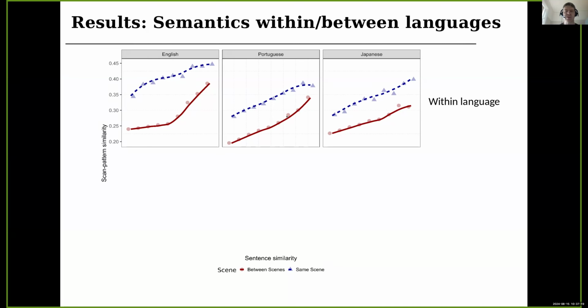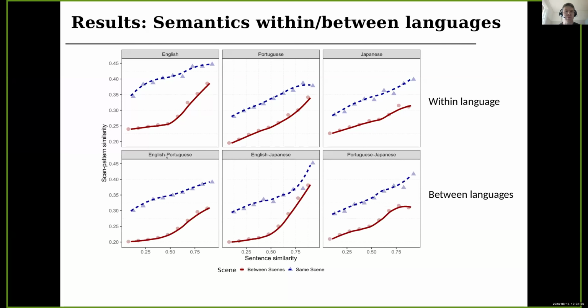Then this is now new. This is for Portuguese. We get the same nice correlation between scenes, within scenes, and for Japanese as well. So this doesn't seem to depend on the language. At least for these three languages, the effect seems to hold within the same language. And now the interesting question is, does this hold between languages as well? So what we do there is we take the same scene or a different scene, and we measure the similarity between the scan pattern in language 1 and language 2, and then the similarity between sentences for that scene in language 1 and language 2. And this is now for English and Portuguese, English and Japanese, and Portuguese and Japanese.